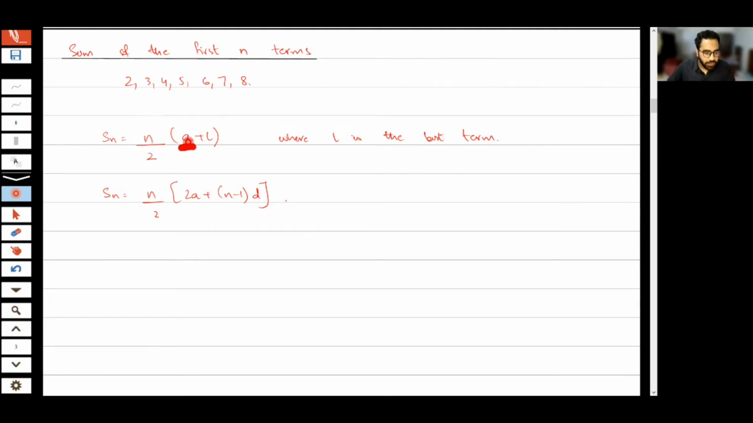What is the value of a? A is my first term. Okay? What is the value of L? L is my last term. Okay? Now the last term I have in this series is 8, so we can write 8 here. There's another formula to find the sum of terms in a series.